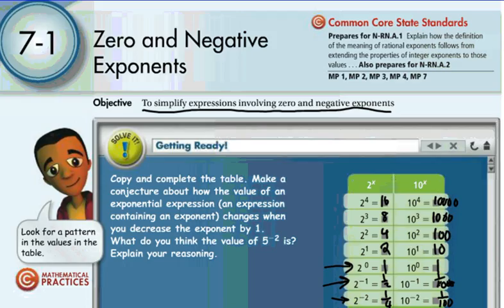So let's go back to our original goal and think about if we learned it or not. The goal is to simplify expressions involving zero and negative exponents. I hope you were able to do that.